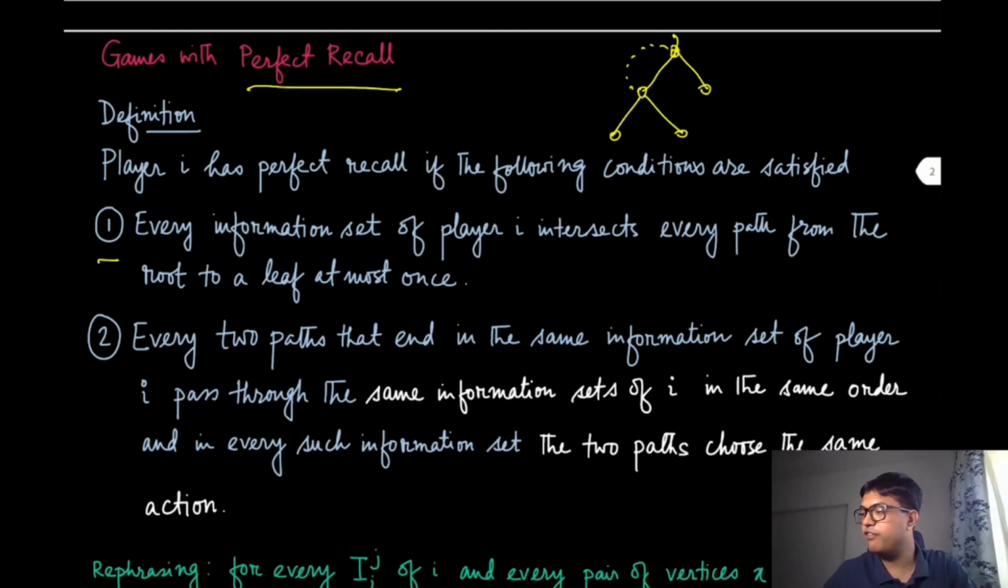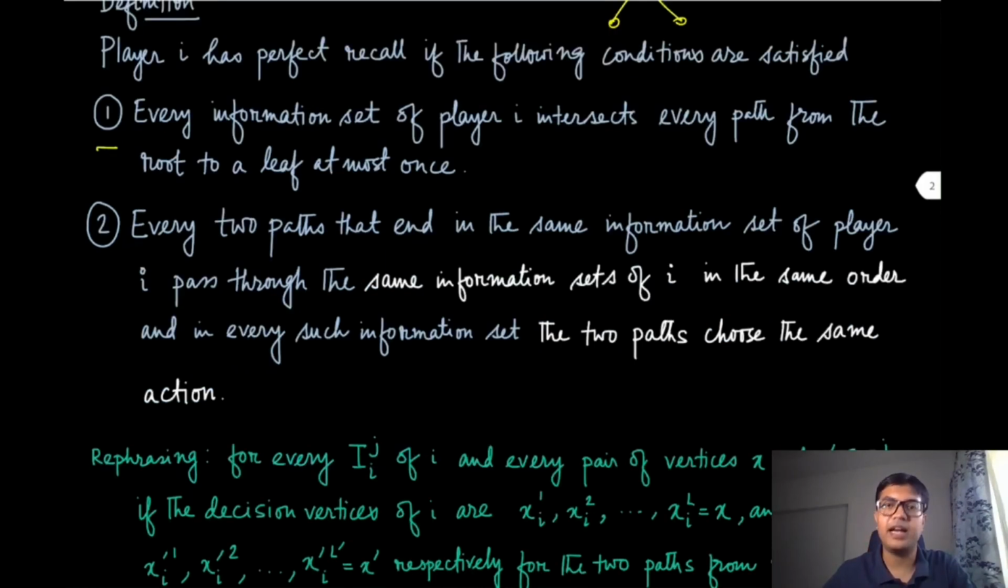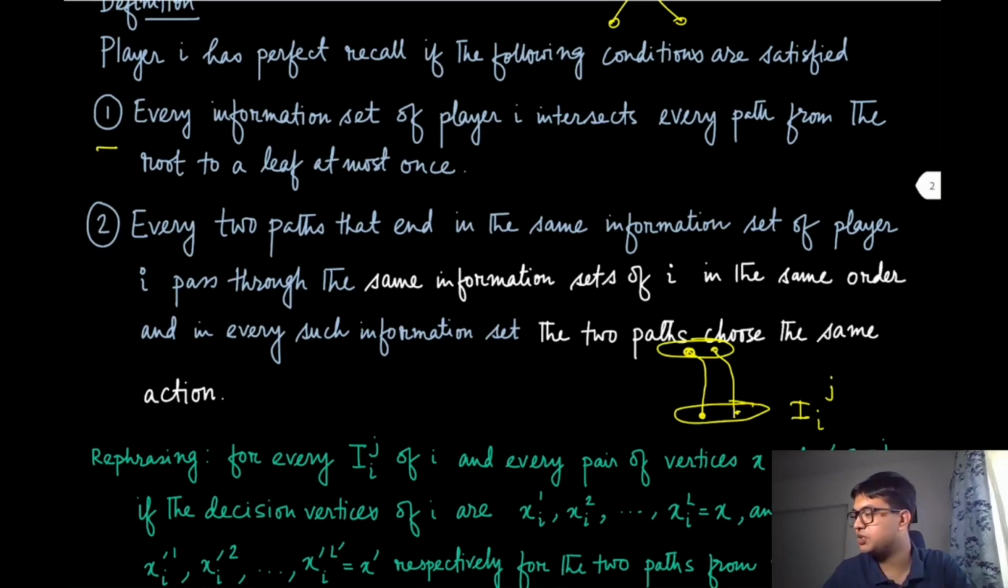And the second condition says that every two paths that end in the same information set of player I, so again you can draw the picture that you have two different paths that end in the same information set for player I. Let's say player I has a specific information set I_J, and you are looking at these two nodes which are coming via different paths. Every two such paths that end in the same information set of player I pass through the same information sets of I. It should not be the case that they pass through different information sets in the same order. You cannot have arbitrary order; you will be sequentially going through all the information sets. So if there are other information sets, let's say J prime and more information sets of that player, then these two paths will be intersecting through all of them in the same sequence.